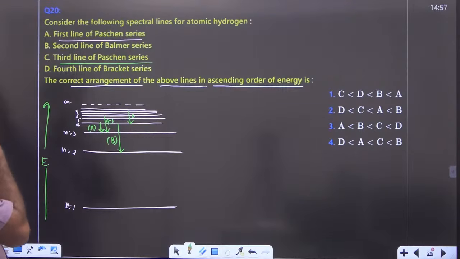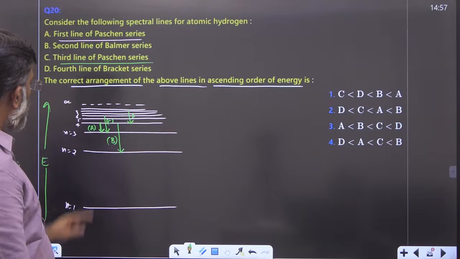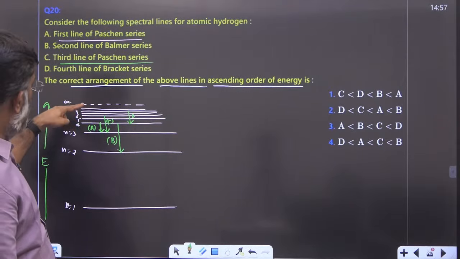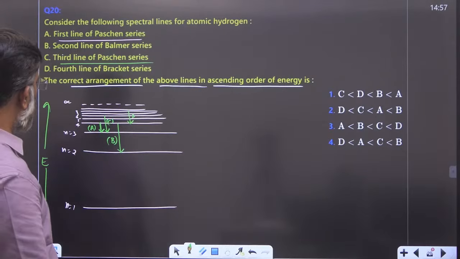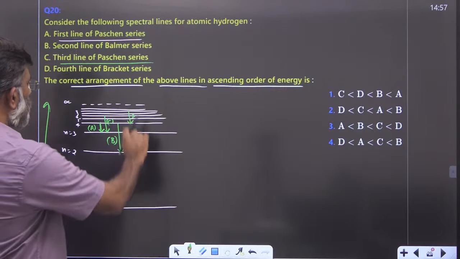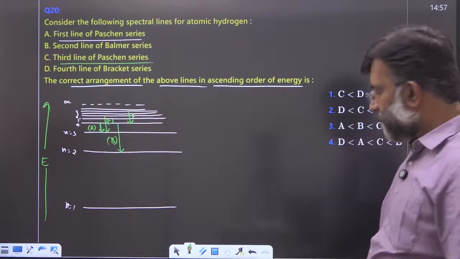So definitely, which is maximum? Maximum will be B. Maximum B. As you move away from this, it will be shorter. After B, C. Then A. The last will be D. The fourth choice will be the correct answer.